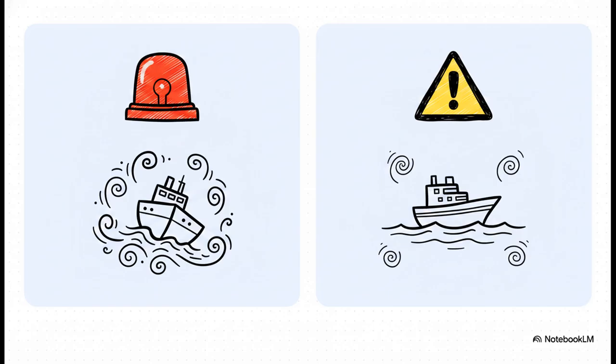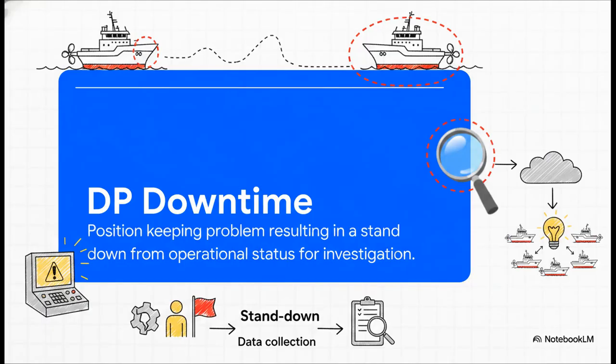A yellow alert, on the other hand, is a DP undesired event. It's a glitch or an unexpected issue that caused or should have caused a yellow alert, but you haven't actually lost position. Trust me, mixing up an actual loss of position with just an unexpected event completely compromises the entirety of the whole database. Now, there's a third category that really tends to trip up newer operators: DP downtime.